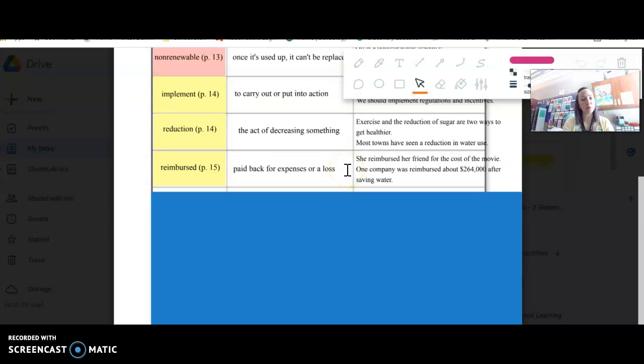And the last word, reimbursed. So that means paid back for expenses or a loss. So she reimbursed her friend for the cost of the movie. She paid her back. One company was reimbursed about $264,000 after saving water. I modified the sentence a little bit, but that was the gist of it. They got paid back that money because they had saved so much water.